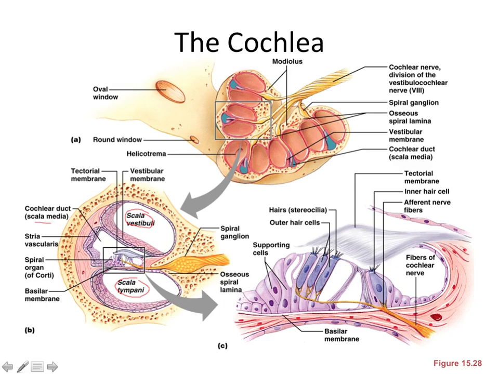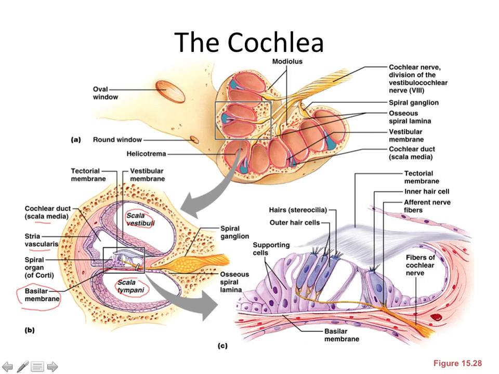At the bottom of the scala media, we have a layer of cells called the stria vascularis. Here is the membrane between the scala media and the scala tympani. This membrane is called the basilar membrane. The basilar membrane is very important, so we'll talk about it later.